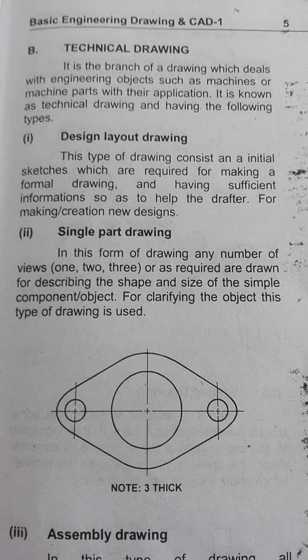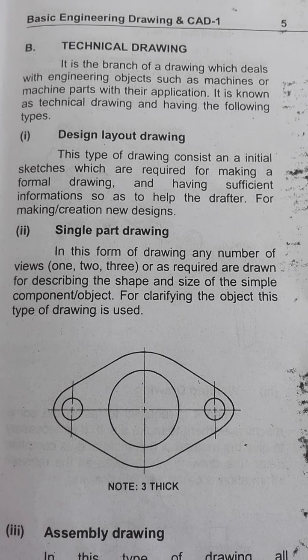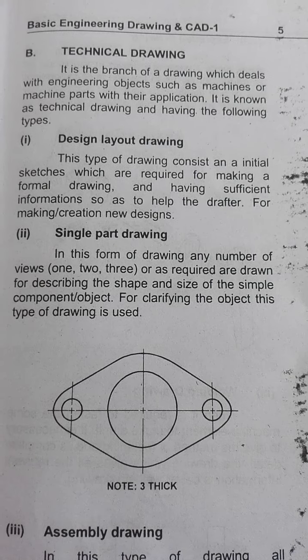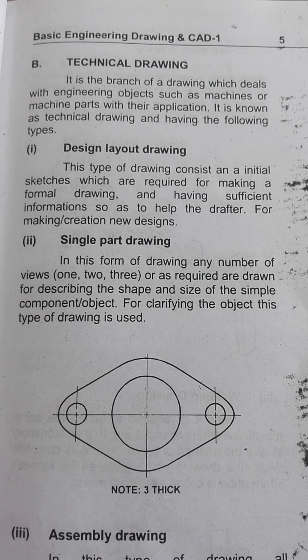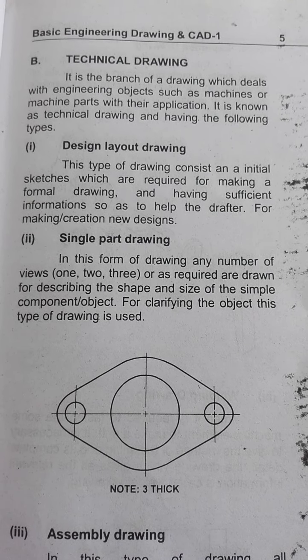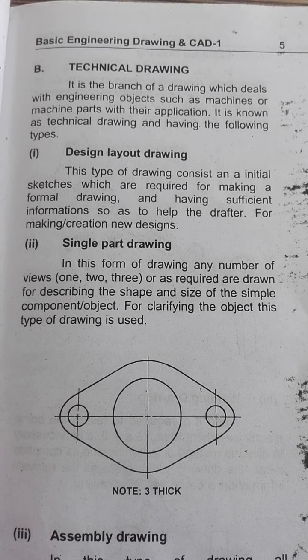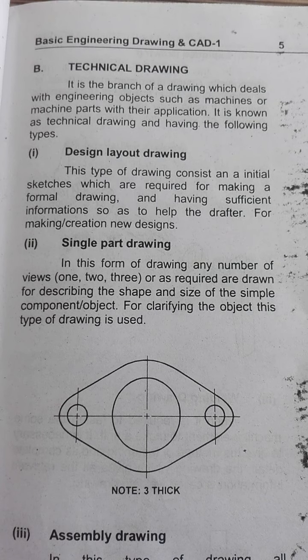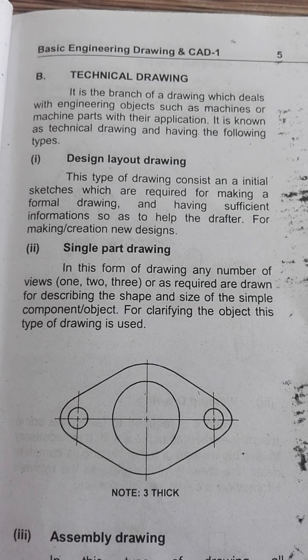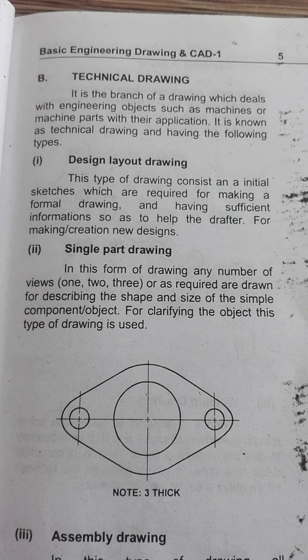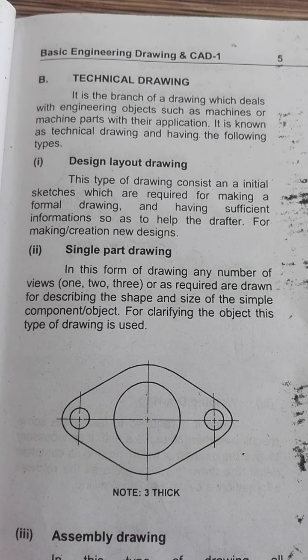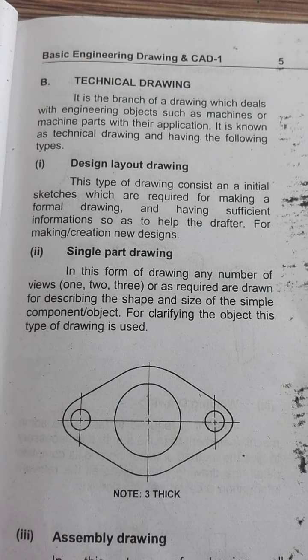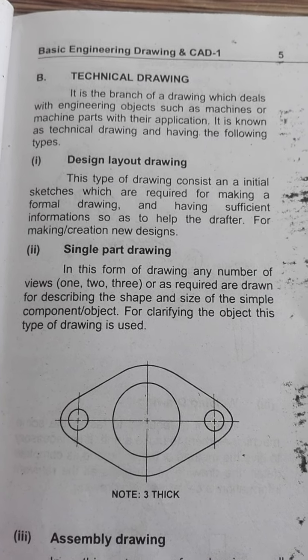What is the technical drawing? What is the definition of the technical drawing? It is the branch of drawing which deals with engineering based objects such as machines or machine parts with their application. It is known as technical drawing and has the following types.